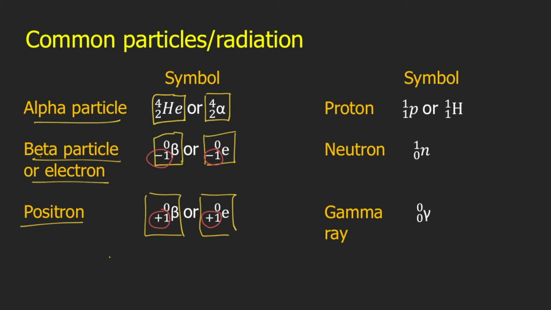Let's move on to the proton. For the proton, you can use either the small letter p or the elemental symbol for hydrogen, which is capital H. They're just the same thing. For the neutron, we use the small letter n. And for the gamma ray, we use the Greek letter gamma.